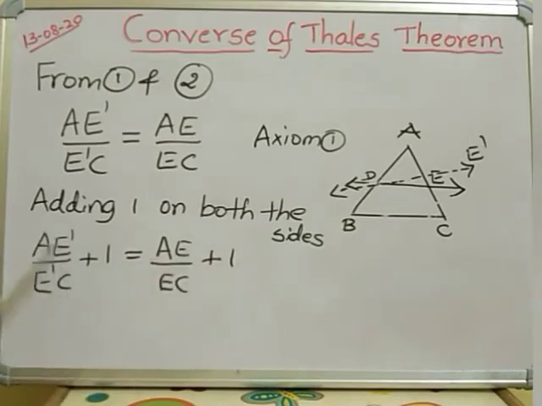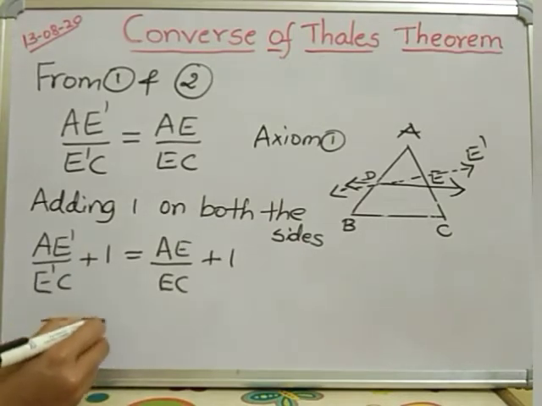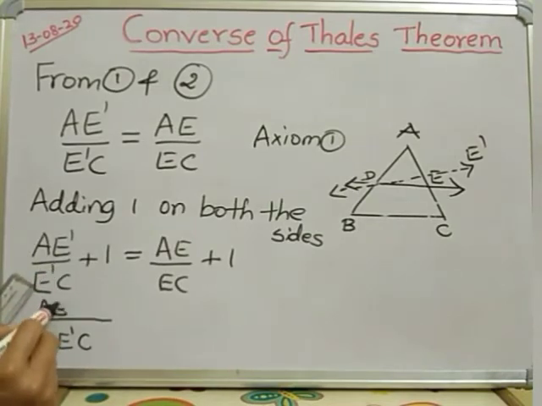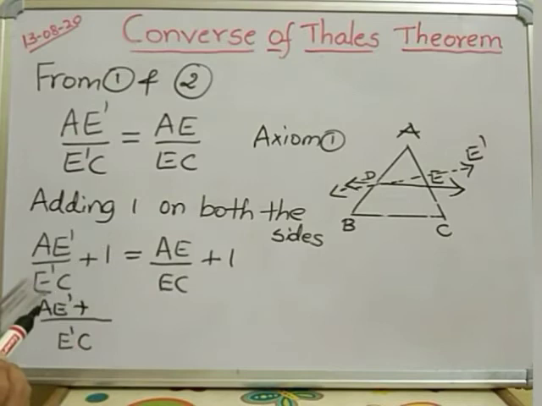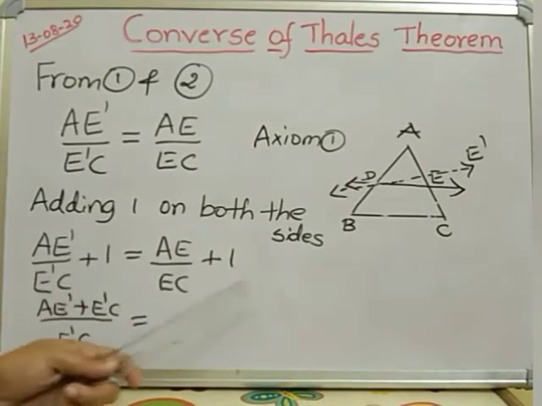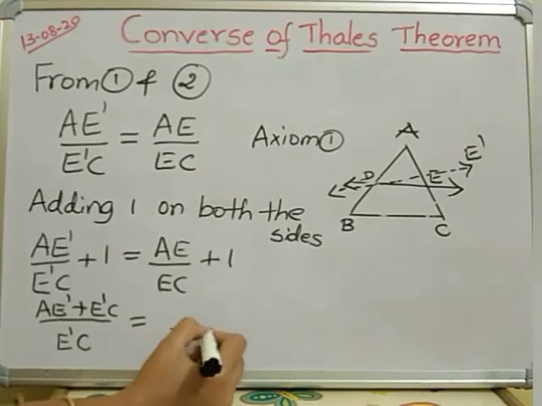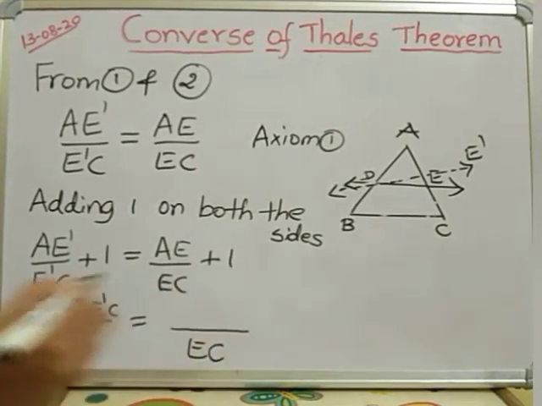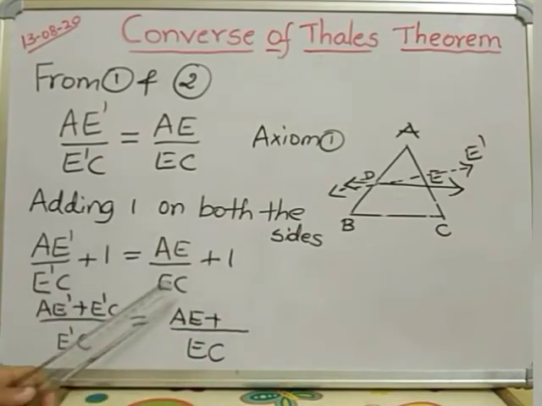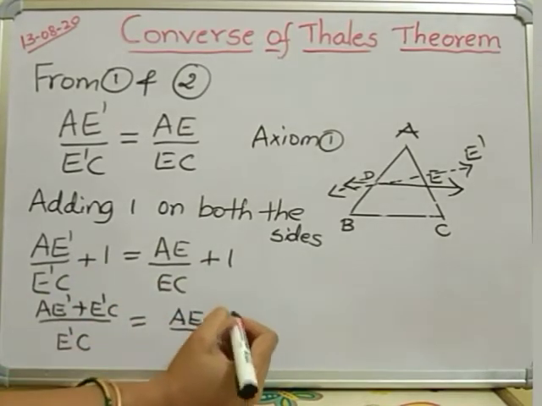Now you can see in this fraction the denominator is E dash C, so I am taking the LCM. What is the LCM here? E dash C. So the numerator is as it is, AE dash plus, what can we write as the numerator now? 1 into E dash C. Same thing here also, the denominator is EC, LCM. So AE plus EC into 1, that is EC.